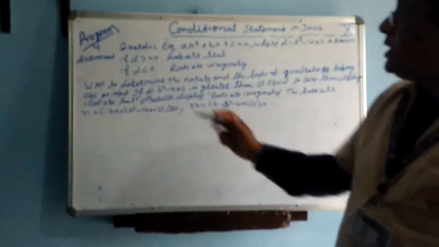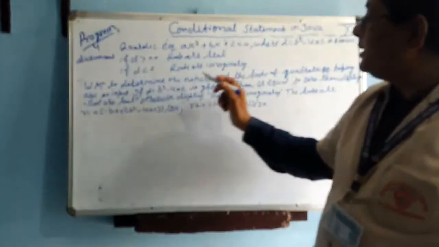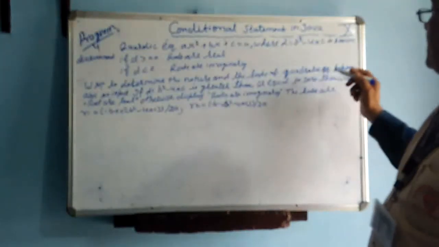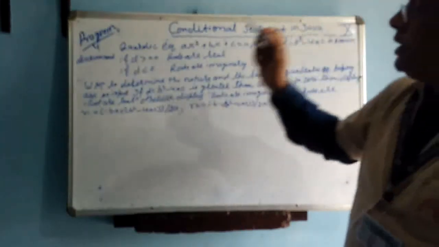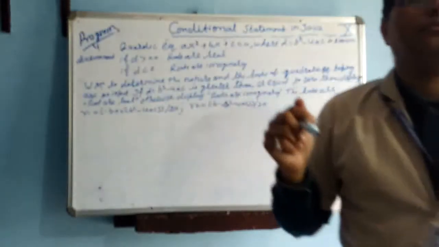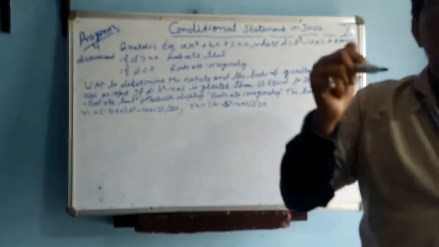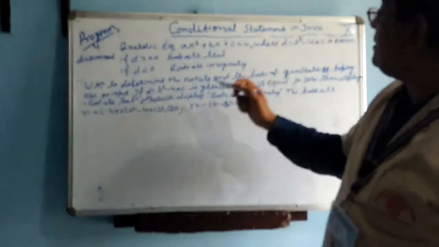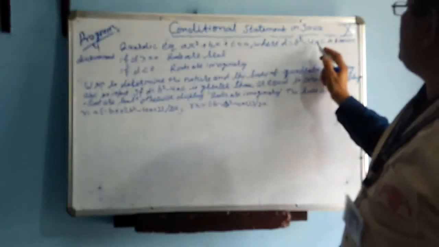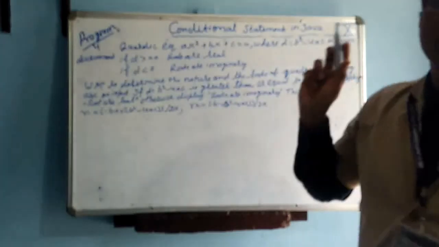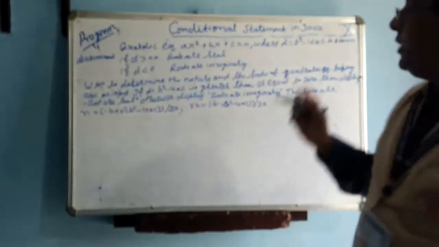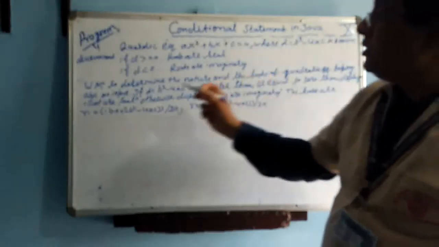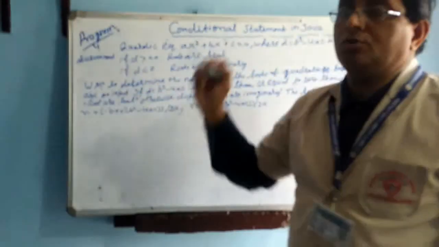Now the question is saying to determine the nature and the roots of a quadratic equation, taking a, b, c. This means we have to input the values of a, b, and c. These three variables are given for the equation, and we have to take them as input.